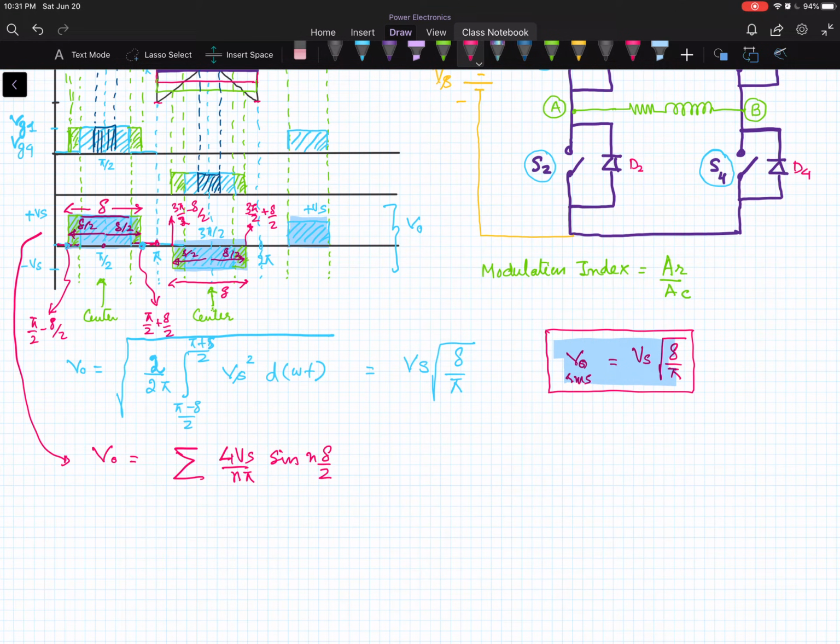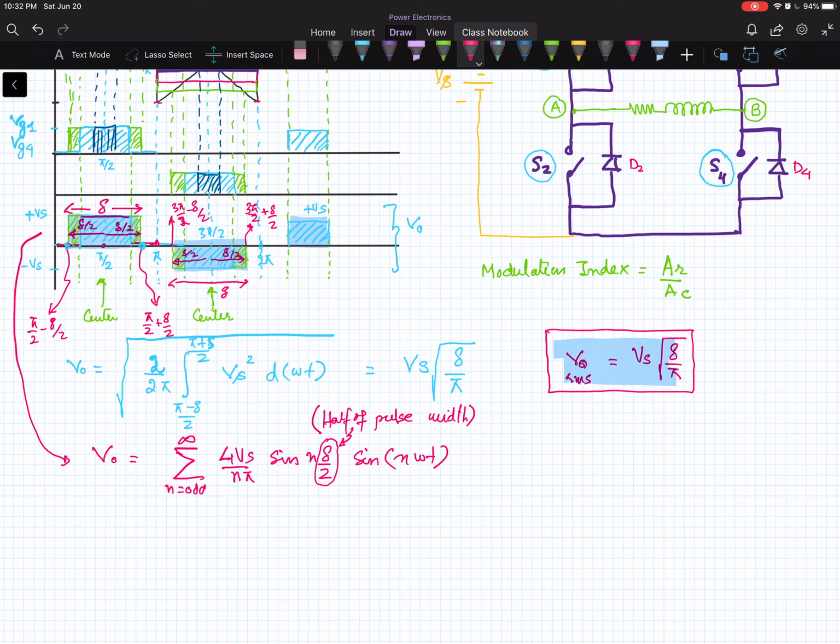Del by 2 is the half pulse width. If your pulses are centered at pi by 2 and 3 pi by 2, then you can use it directly. So n varies as an odd number up to infinity. Odd harmonics are present in this waveform, and the phase part is sine n omega t. So your output voltage is expressed like this, right? So this del by 2 is basically half of your total pulse width, half of pulse width, del by 2.